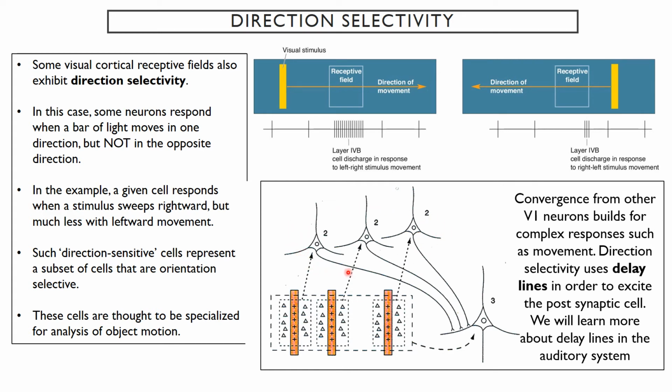So the direction of the bar and the movement that it's making is the integration of different V1 neurons that have the same orientation selectivity, and that are sensitive to slightly different parts within the receptive field, but they have delay lines built in that allow for the synchronous arrival of action potentials in order to cause the postsynaptic cell, number 3, to fire. Okay, that's delay line.